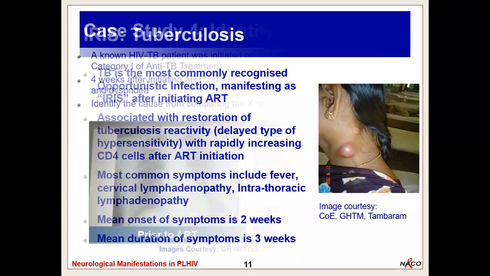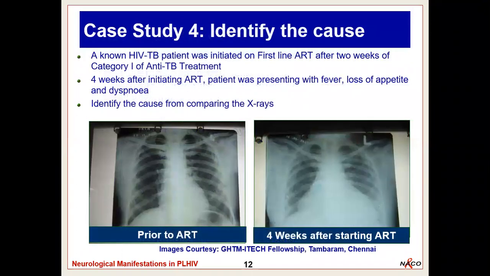Next slide, please. Now, if you look at these X-ray pictures, they are of an HIV TB patient who was initiated on first-line ART after 2 weeks of anti-TB treatment. Four weeks after initiating ART, the patient presented with fever, loss of appetite, and dyspnea. You see the X-rays prior to ART and 4 weeks after starting ART.